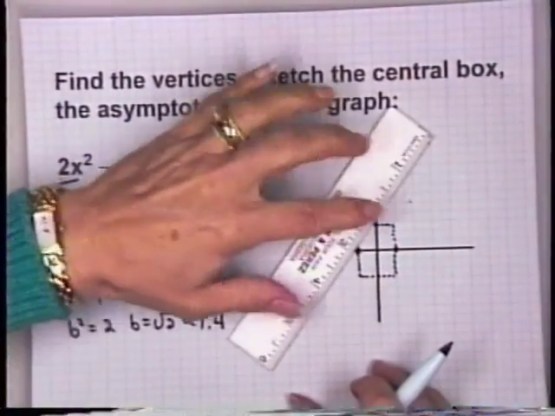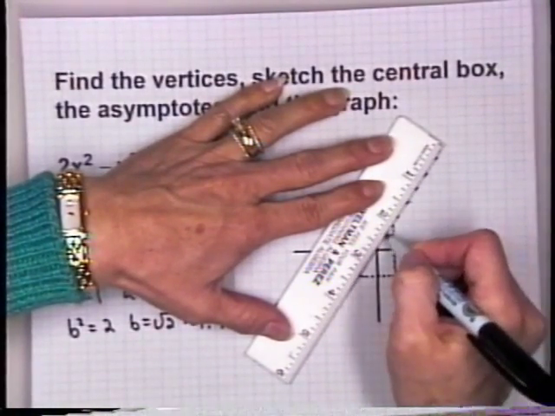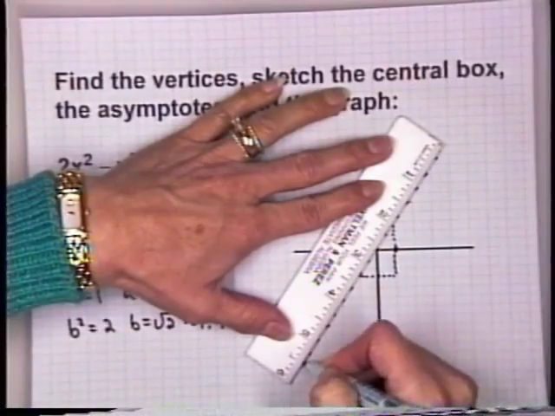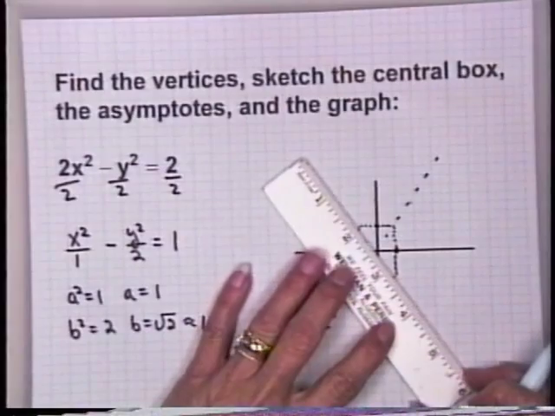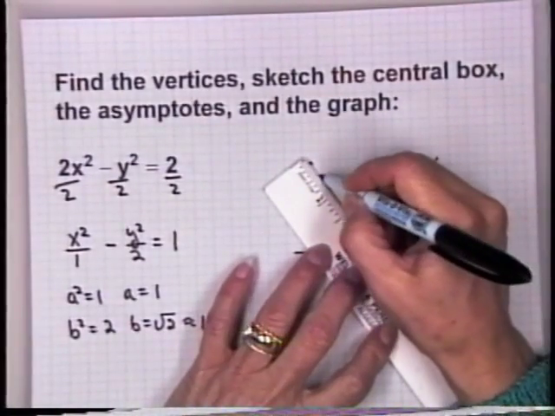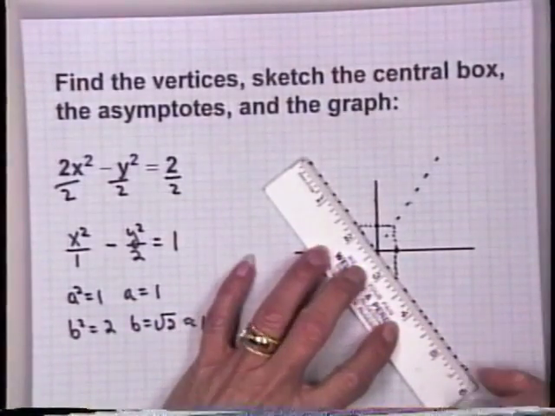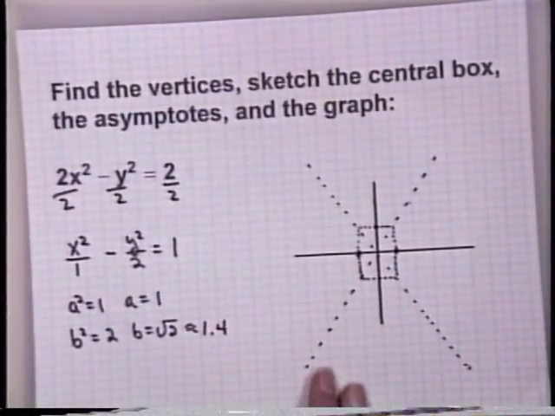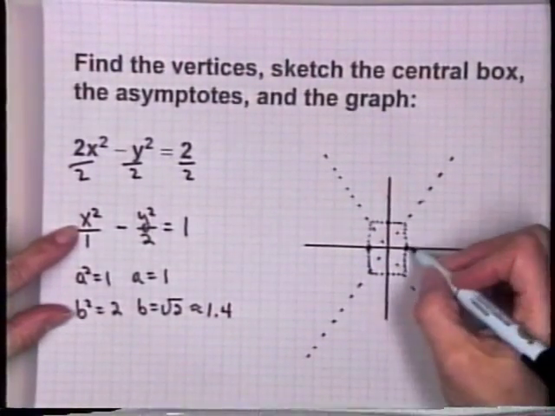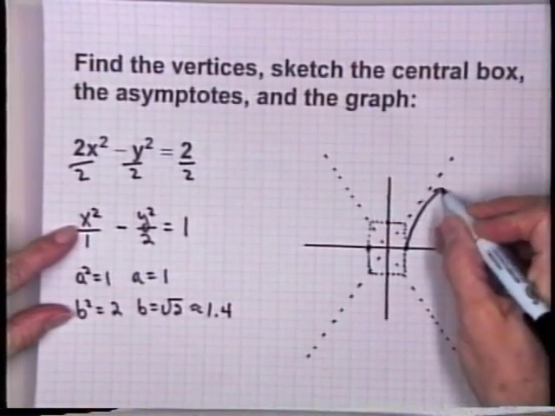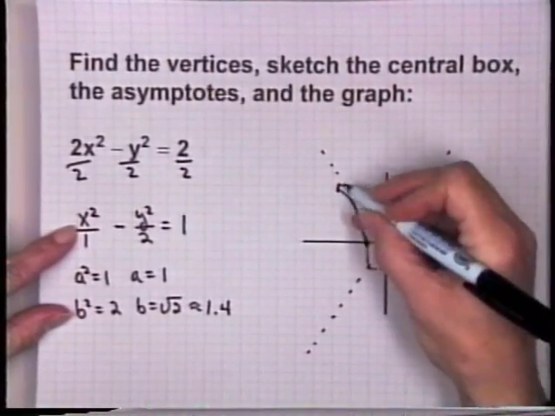Okay, then we will connect our opposite corners. Notice that when we're doing that central box, on the x-axis, we always use the square root of the number under x squared. And for the vertical distance, we always use the square root of the number under y squared. Now, the main thing then is to know which one of those is the vertex point. Well, if the x squared term is the positive term, then our vertex is on the x-axis. So from our vertex points, and notice again we have a fairly fat hyperbola here that we're sketching in.